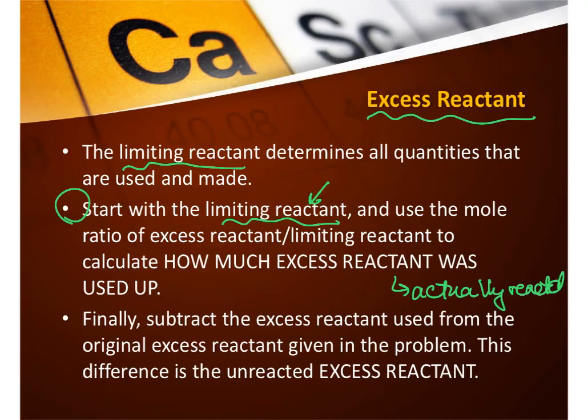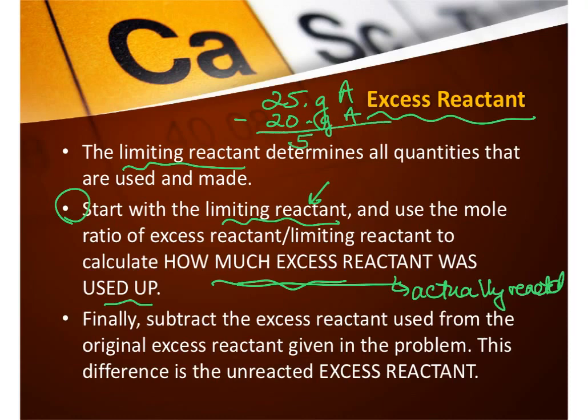Once you have how much was actually used, you can subtract it from the initial amount of excess reactant. So let's say the problem told you that you had started with 25 grams of some excess reactant A, and then you did a calculation with your limiting reactant and you found out that you only used or only needed 20 grams of A. That would mean that your excess reactant that was left over would be the difference between those.